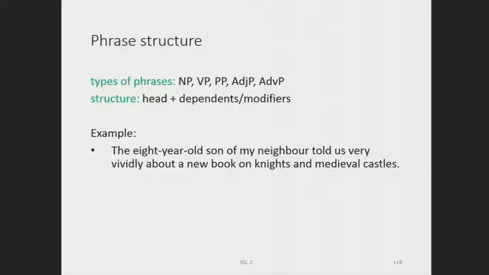And we're going to analyze this one sentence now. The 8-year-old son of my neighbor told us very vividly about a new book on knights and medieval castles. So I'll give you 2 minutes to come up with a phrase analysis of this. Again, chatting with your neighbor can be very helpful.